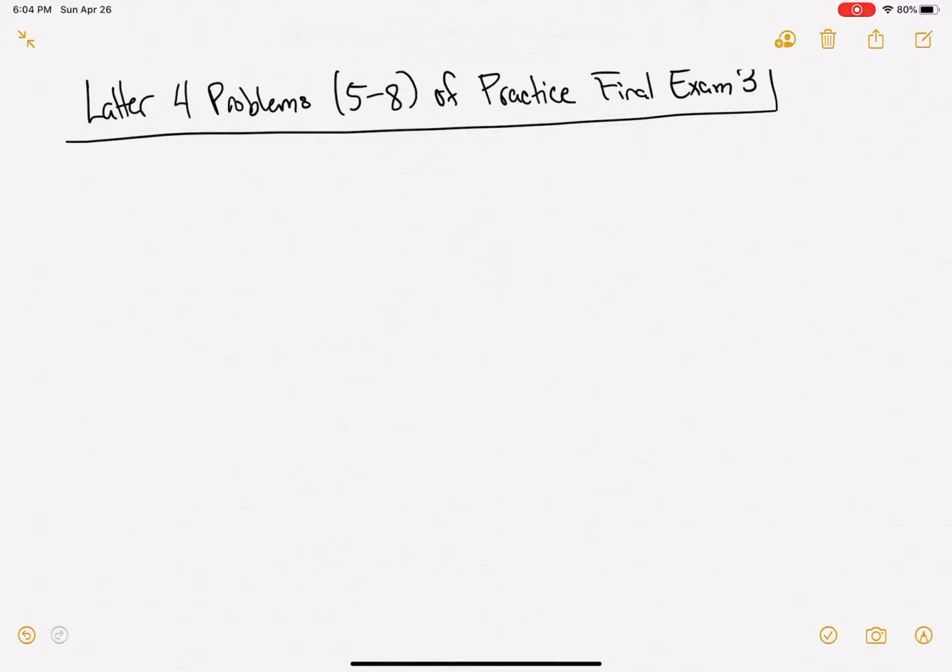Let's go to the first one. I didn't prepare and didn't actually open it up on my computer before opening this. That's silly of me. Practice final exam 3, problem number 5.